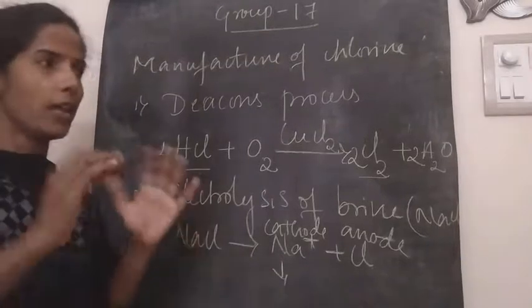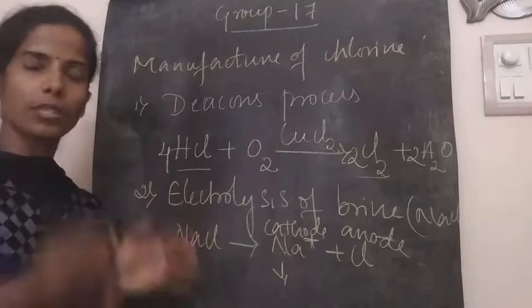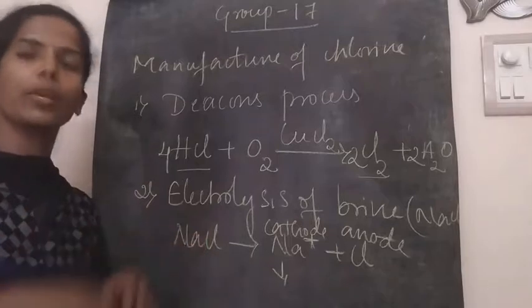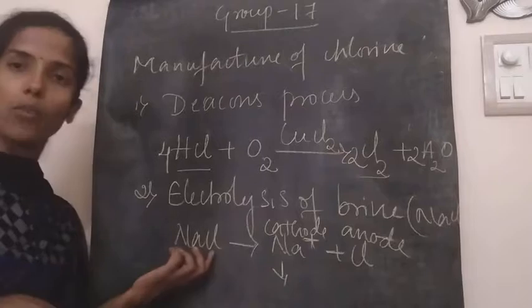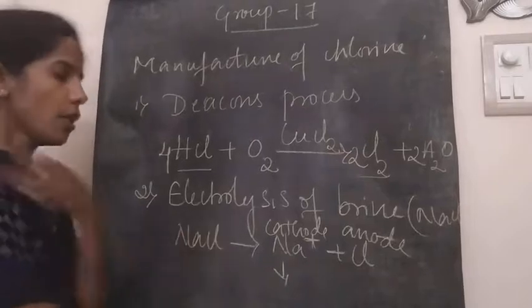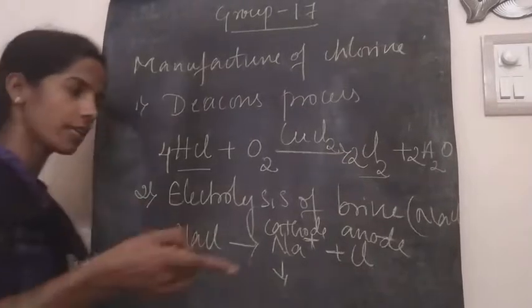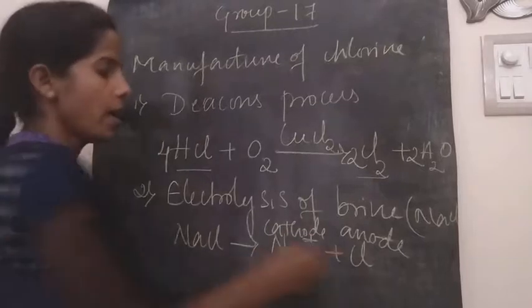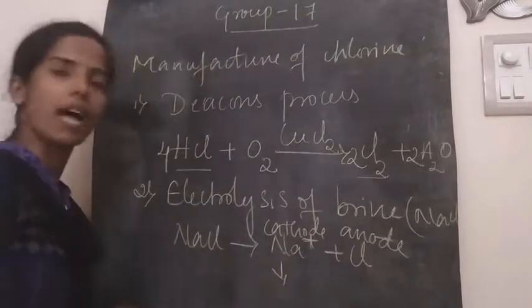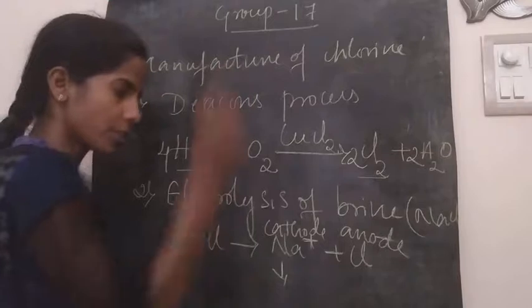Assume a beaker containing 2 electrodes, and the 2 electrodes are connected to a battery. Here I have taken molten NaCl as the electrolytic solution. When you pass electric current through molten NaCl, Na plus ions move towards the cathode and Cl minus ions move towards the anode. At the cathode, reduction takes place.